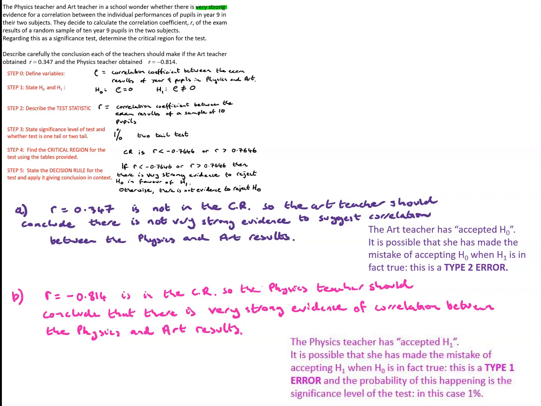It's possible, though, that she made the mistake of accepting the alternative hypothesis when the null hypothesis is in fact true. This is a type 1 error, and the probability of this happening is the significance level of the test, which in this case was 1%.